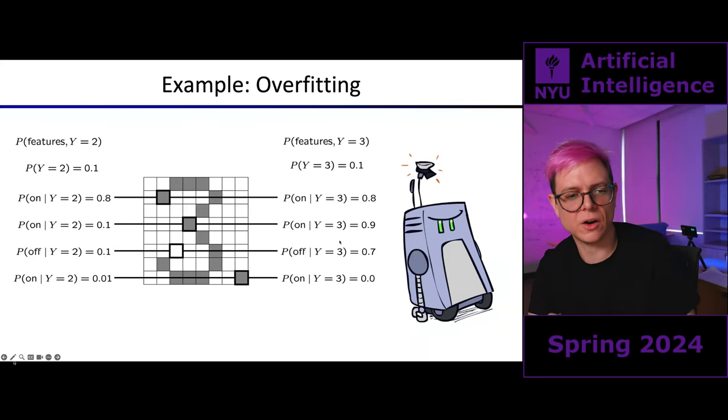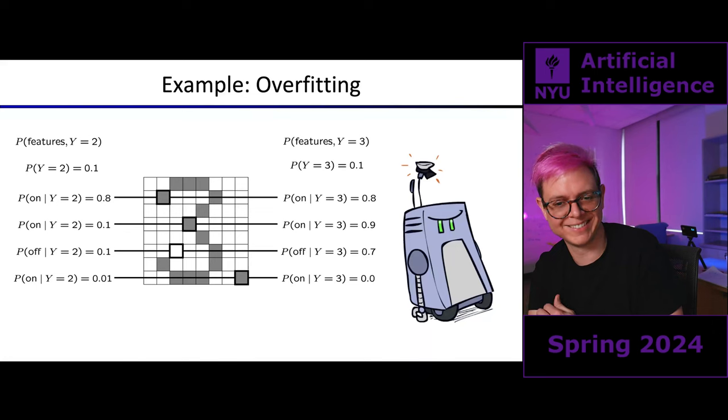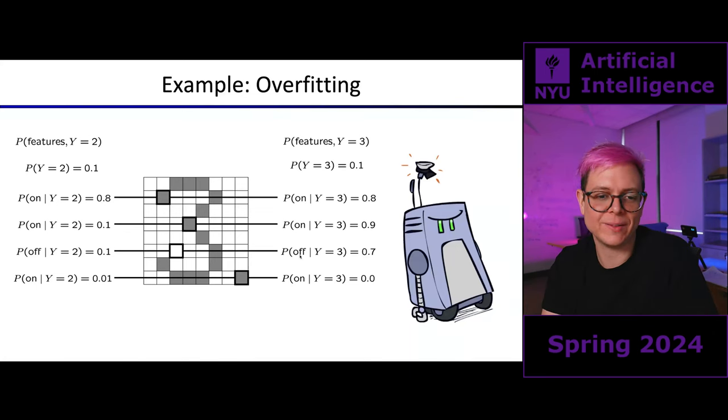Then, uh-oh. We never seen this pixel on. So this pixel had exactly zero count. Therefore, the probability that we give to this specific pixel is zero. What happens here? What happens if I have a zero here?